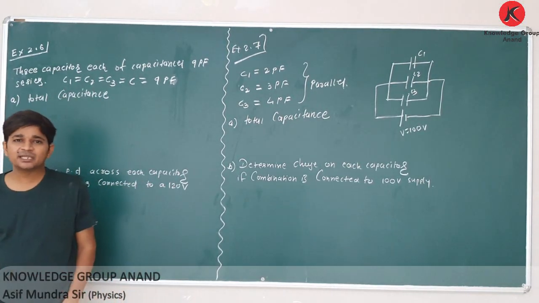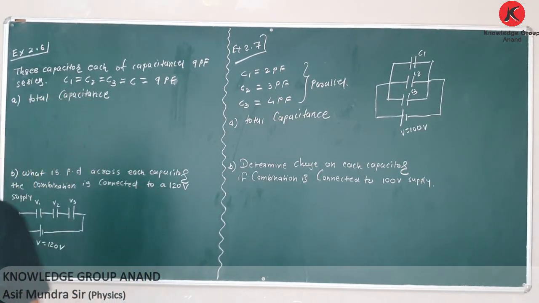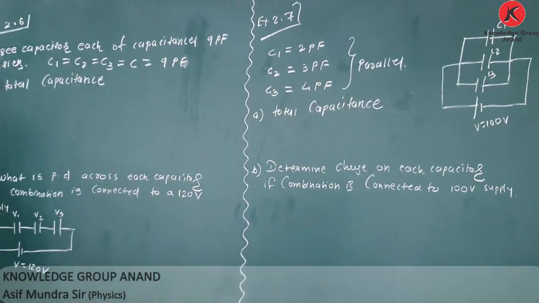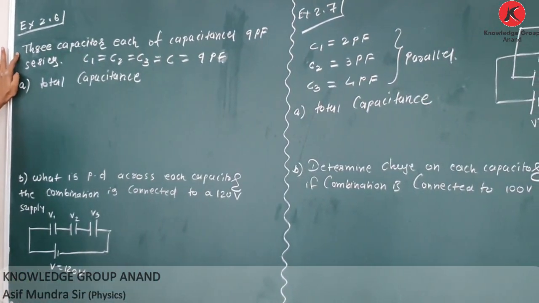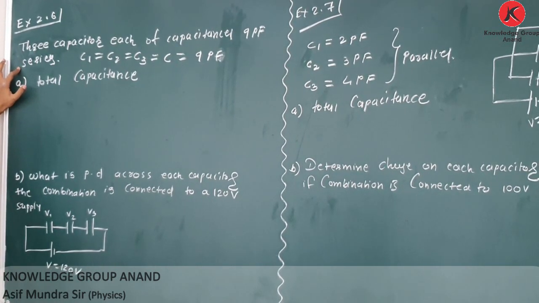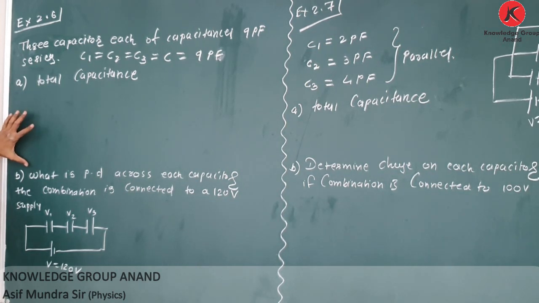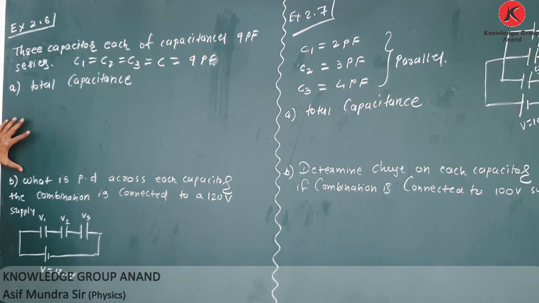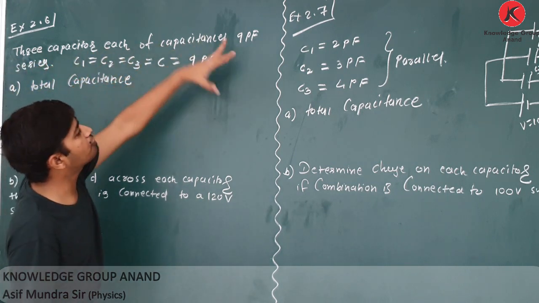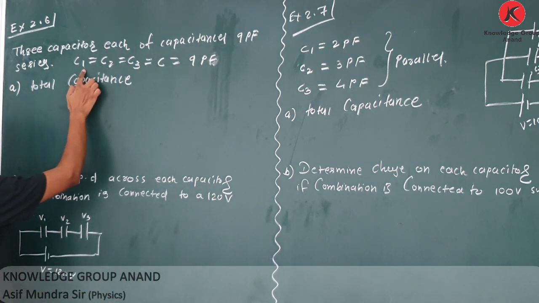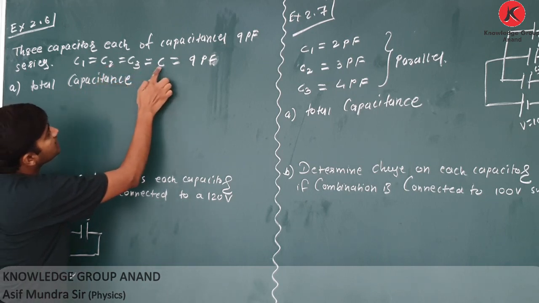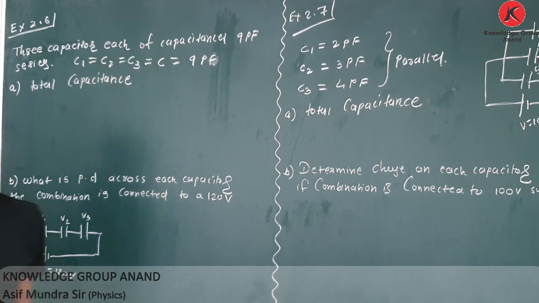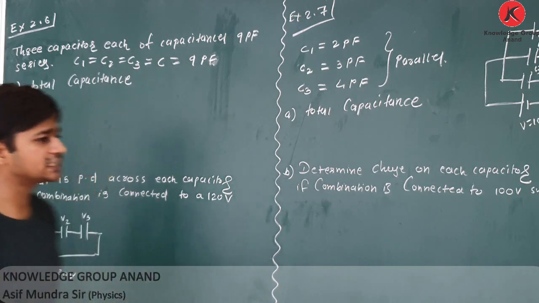Okay, see some questions based on series and parallel connection. Exercise 2.6. Three capacitors, each of capacitance 9 picofarad, are connected in series. First question, what is the total capacitance? Question B, what is the potential difference across each capacitor if the combination is connected to a 120 volt supply? See here you are given three capacitors, each of capacitance 9 picofarad. So I can write C1 = C2 = C3 = C. Means these three are identical capacitors. Yes or no? Yes. Okay.